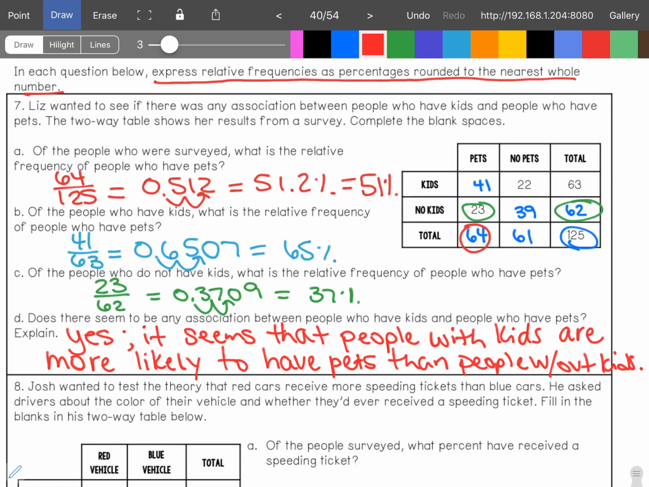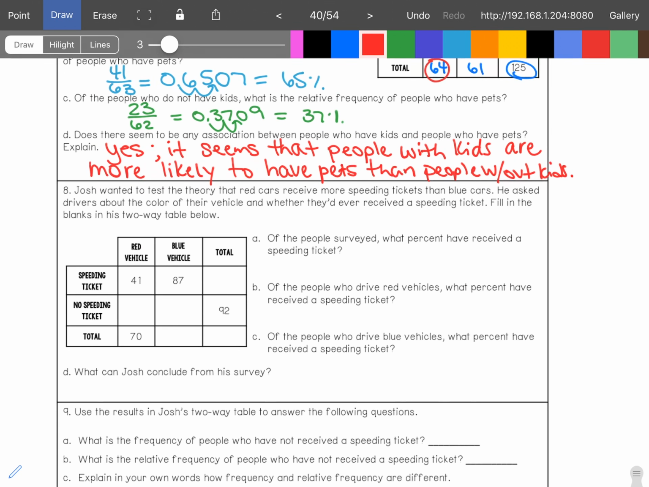Okay, number 8. Josh wanted to test the theory that red cars receive more speeding tickets than blue cars. He asked drivers about the color of their vehicle and whether they'd received a speeding ticket. Fill in the blanks in his two-way table. All right, so I think you could probably pause this and try this one on your own, and then start it back up to check your table.